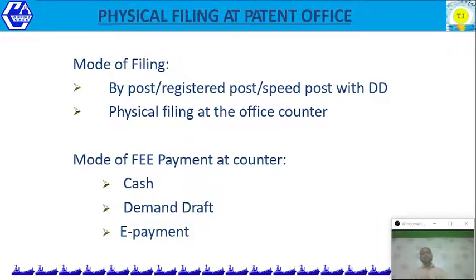If you go for physical filing, then there are two modes available. Either you go for hard copy filing by registered post or speed post with a demand draft, or you can physically visit the IPO office counter and submit the hard copy of your patent. If you visit the office counter, then you have to pay the fee in either cash, demand draft or e-payment.